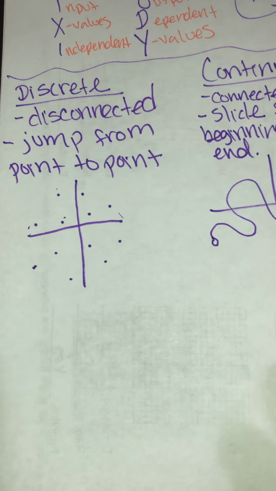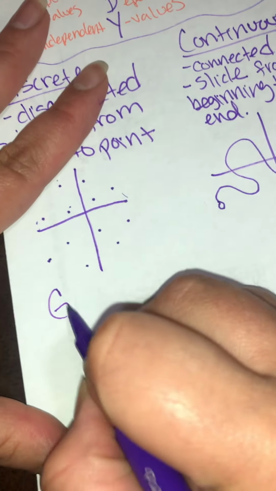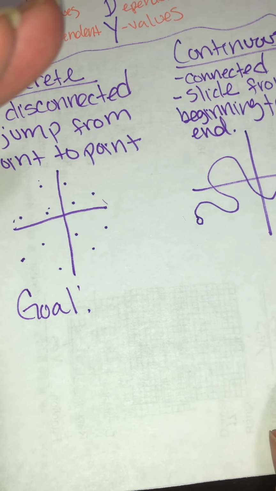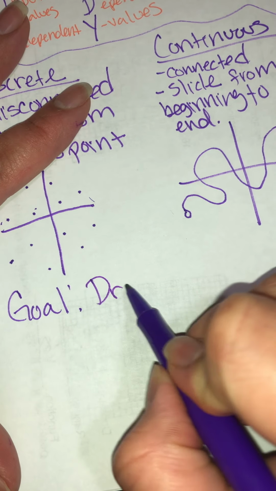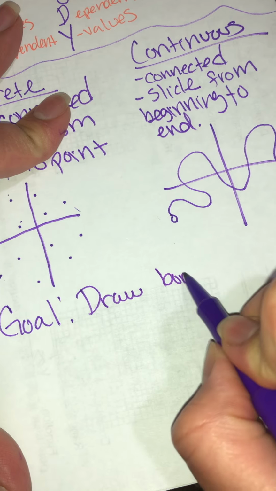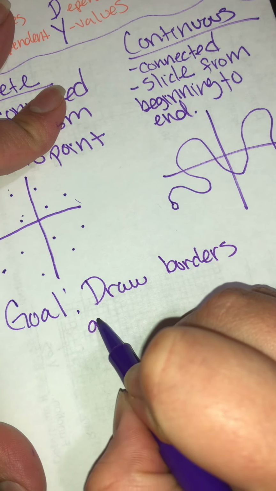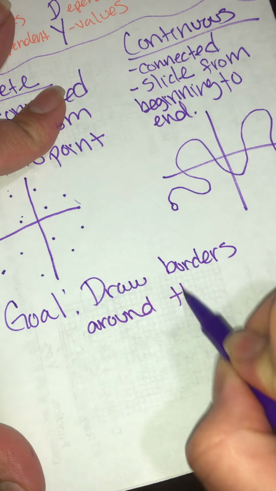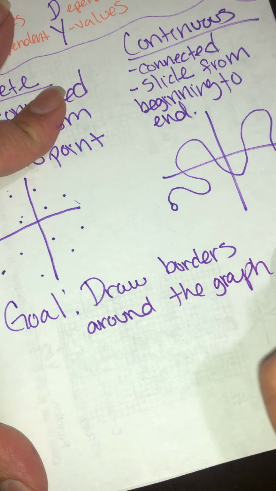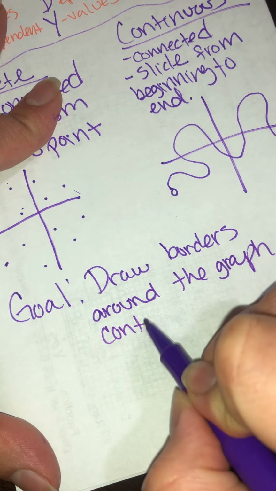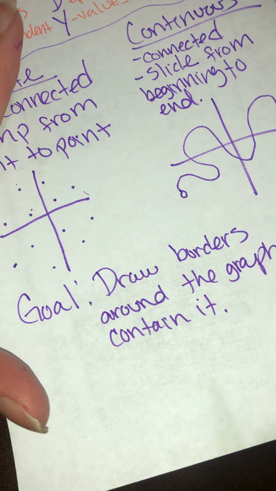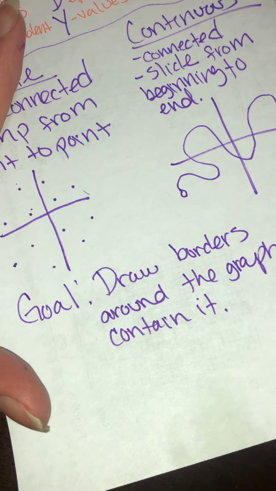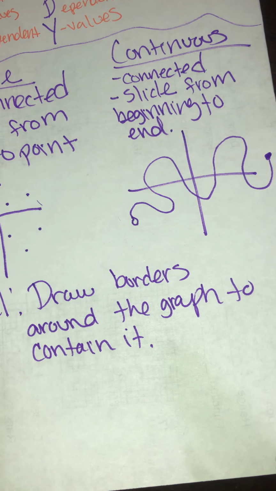Okay, now what is the goal with domain and range? So today's goal, or this week's goal, right? This week's topic is domain and range from graphs. Our goal is to draw borders around the graph to contain it. That's what you're trying to do. You're trying to contain it if you can. You will not always be able to, but that is what you're trying to do.